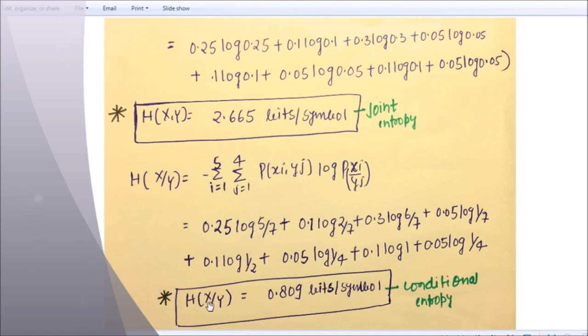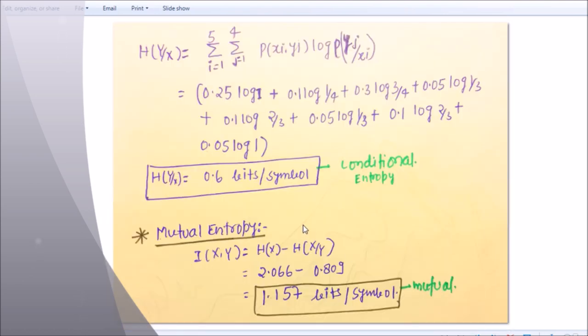So what I got, Hx divided by y is equal to 0.809 bits per symbol. This is called conditional entropy, okay? X with respect to the y. Now let's see about this one. Hy by x, here, Pxy, this is the same. Again, here it is changing, okay? The variable is changing in respect of denominator and numerator.